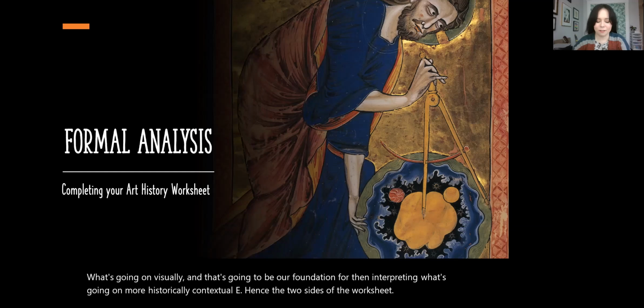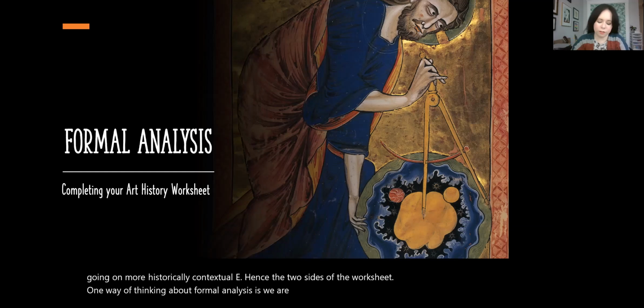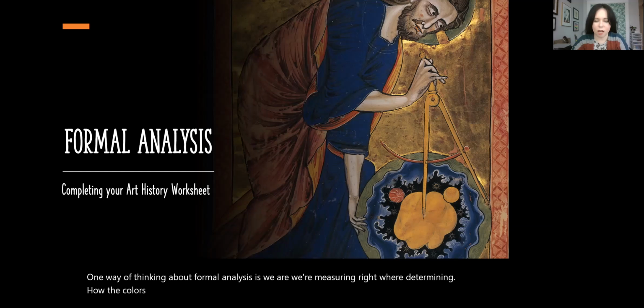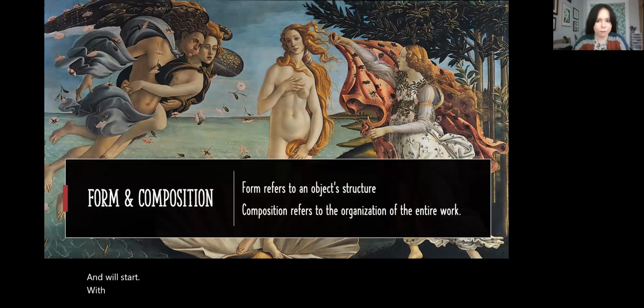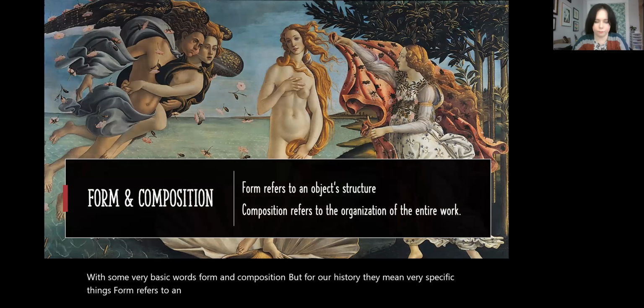One way of thinking about formal analysis is we're measuring, right? We're determining how the colors are working, how the lines are working in a given piece of art. And we'll start with some very basic words, form and composition. But for art history, they mean very specific things. Form refers to an object's structure. Shapes that you see in the artwork, or simply like you see here in Botticelli's Venus, bodies, human forms, figures. That's what we want to analyze.